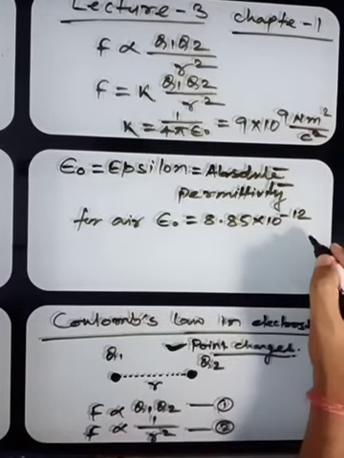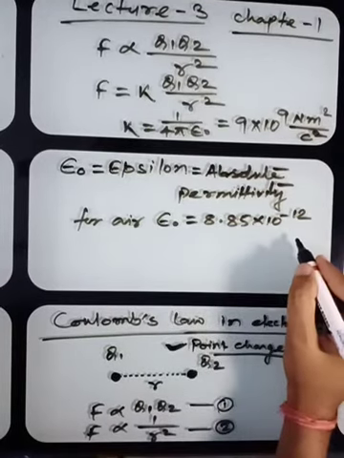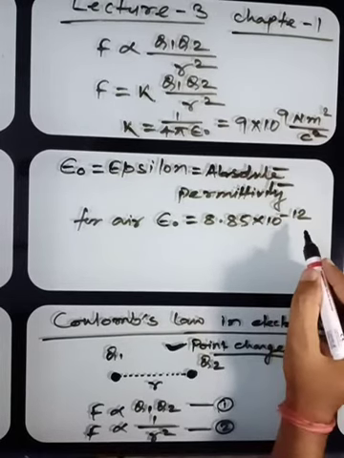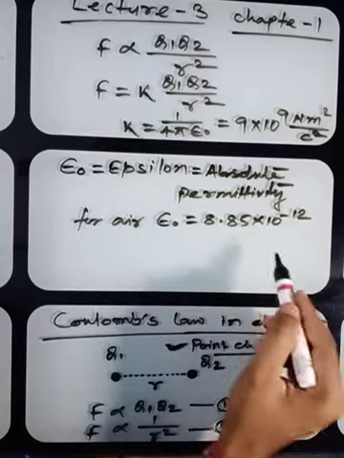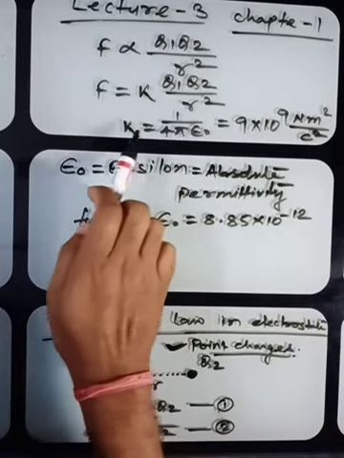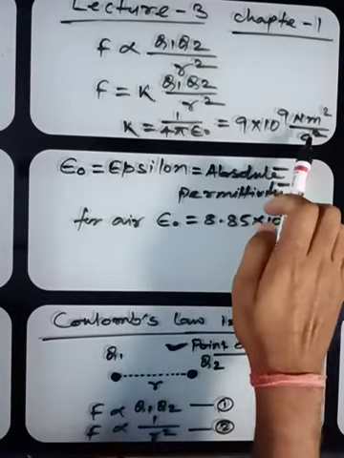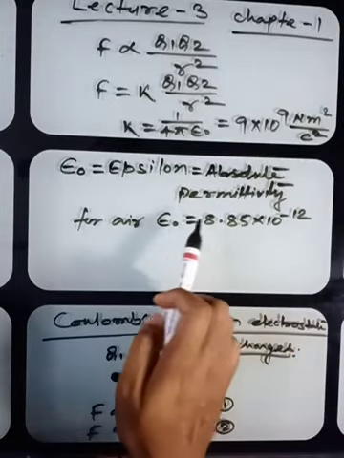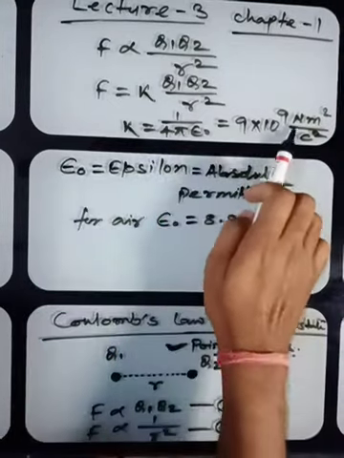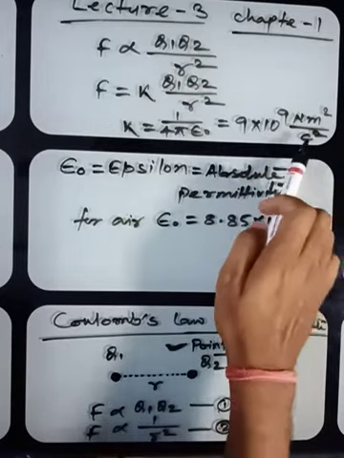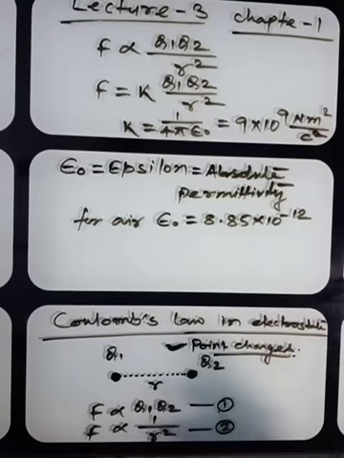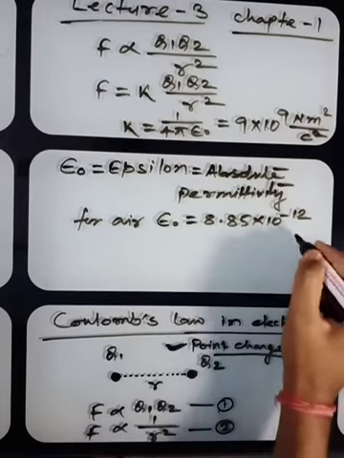I am leaving the unit of epsilon naught for you. Try to find out the unit of epsilon naught. I can help you. This epsilon naught is reciprocal to K. If the unit of K is Newton meter square per Coulomb square, then the unit of epsilon naught will be just the reciprocal, that is Coulomb square per Newton per meter square. So it is 8.85 into 10 to the power minus 12.